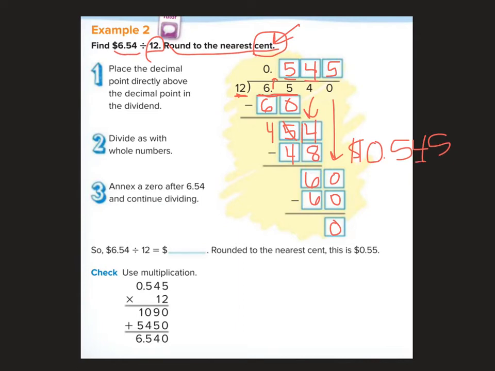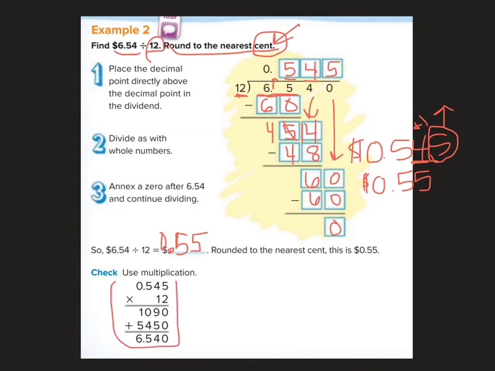Okay, so I always see 2 spots to the right, so I'm going to round to the hundredths place. I'm going to look at that 5 there. That 5 tells me I need to round up, so I need to add 1 to my hundredths place. So when I round this, I'm going to round it to 55 cents. Okay, so $6.54 divided by 12 is going to be, oops, they already have the dollar sign, 55 cents.